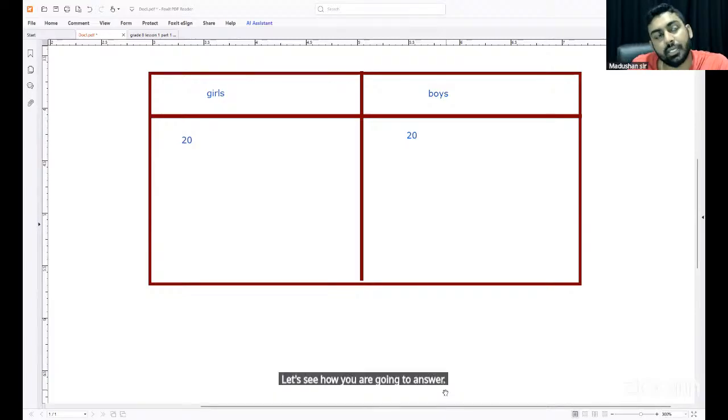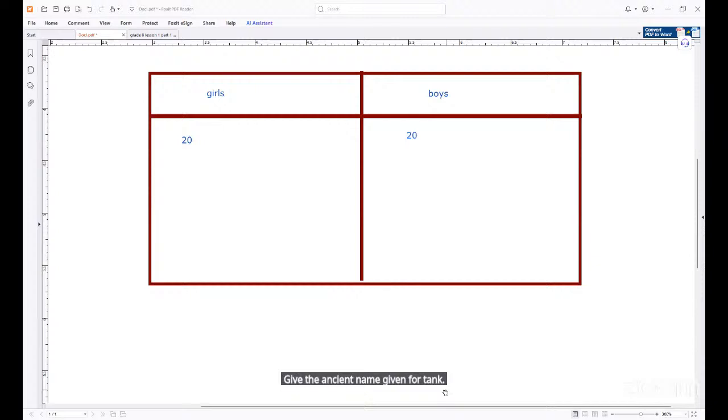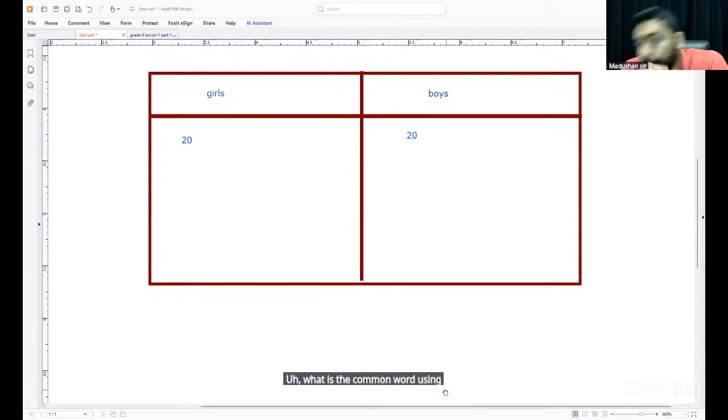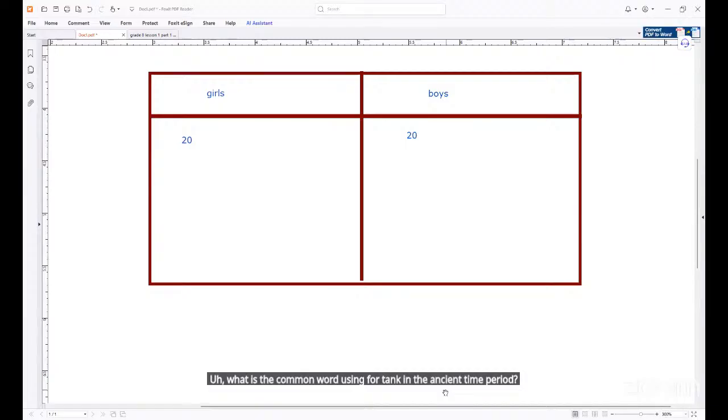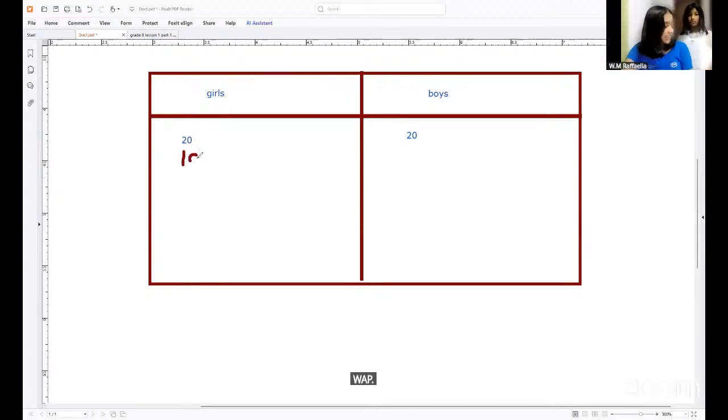Give the ancient name given for tank. For which tank, sir? What is the common word used for tank in the ancient time period? Wapi. Correct. It's Wapi.